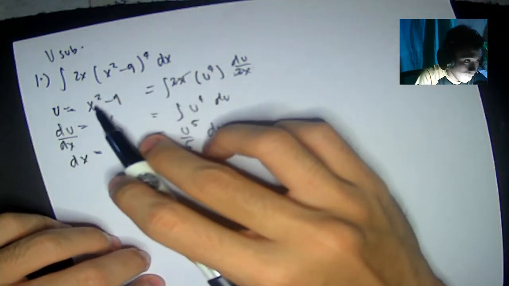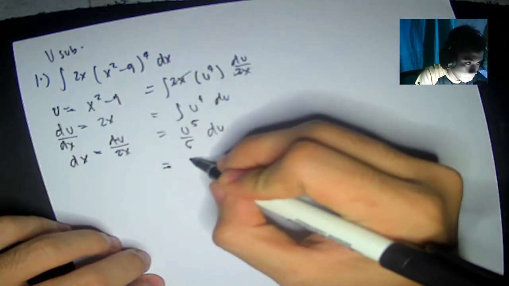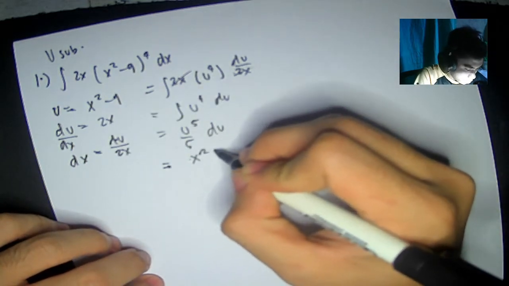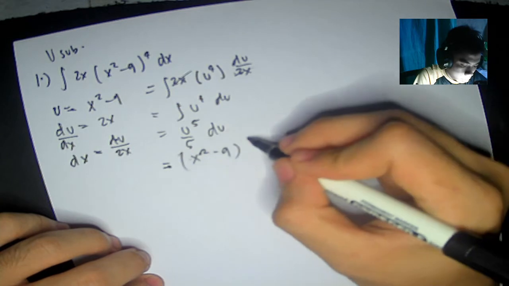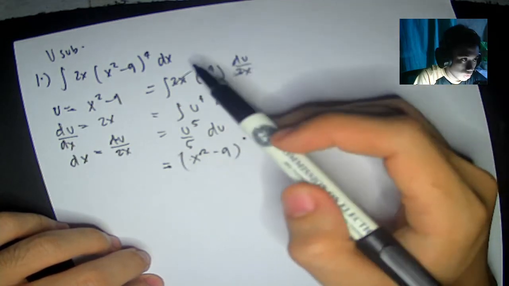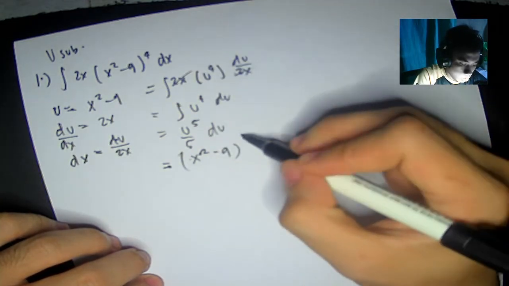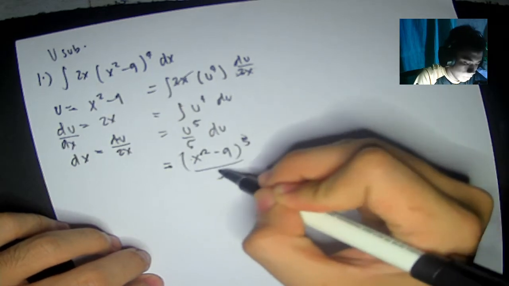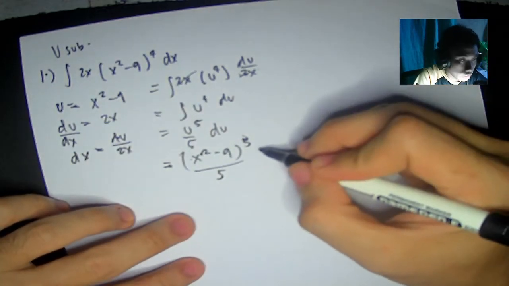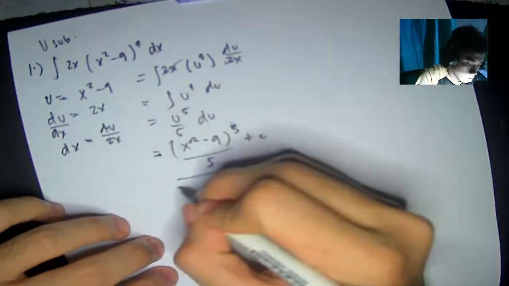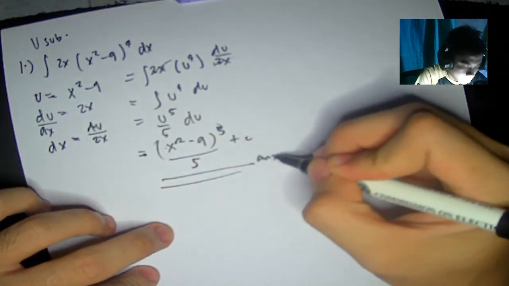So substitute back x squared minus 9. So (x squared minus 9) to the 5th, over 5. So add your constant. So that is our answer.